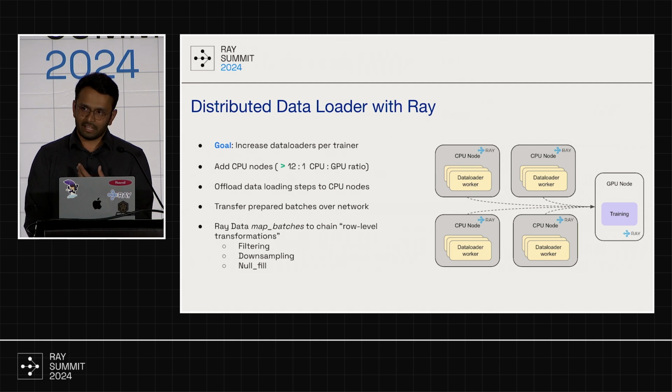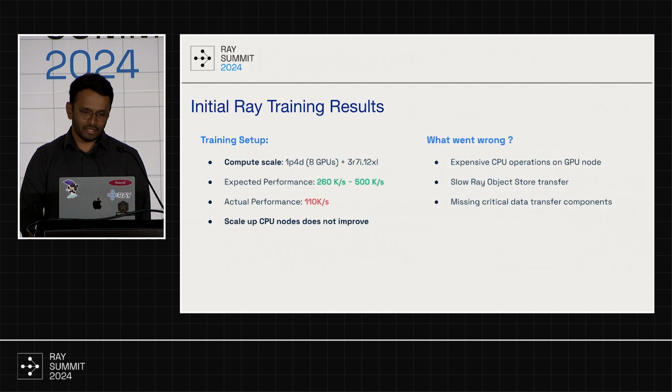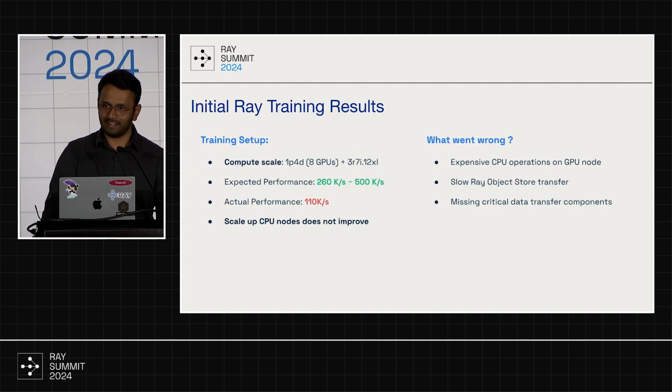So when we actually developed this and tried to run a job with this, the expectation was that this would help us bump the throughput up from our current throughput of 260 to somewhere close to 500,000 examples per second. But this is what actually happened. We added 3 CPU nodes into the mix, and we expected the throughput to be somewhere between 250 and 500. But the actual throughput we observed was just 110, which is lower than the single node throughput that we have. So it's clear that just adding CPU nodes was not the solution.